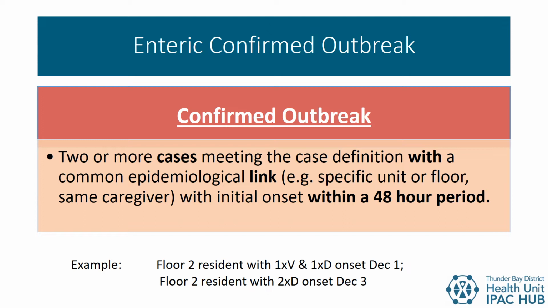So some examples would be on floor 2, that resident has 1 episode of vomiting and 1 episode of diarrhea on December 1st. And then another resident on the same floor has 2 episodes of diarrhea 2 days later. So that's within 48 hours. There are 2 individuals on the same floor meeting case definition. So that would confirm an outbreak.